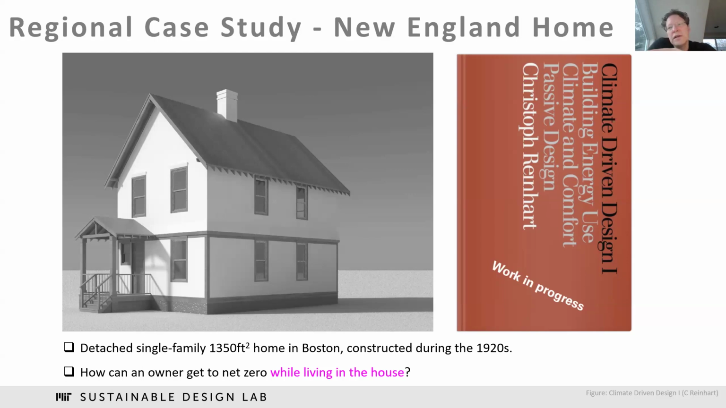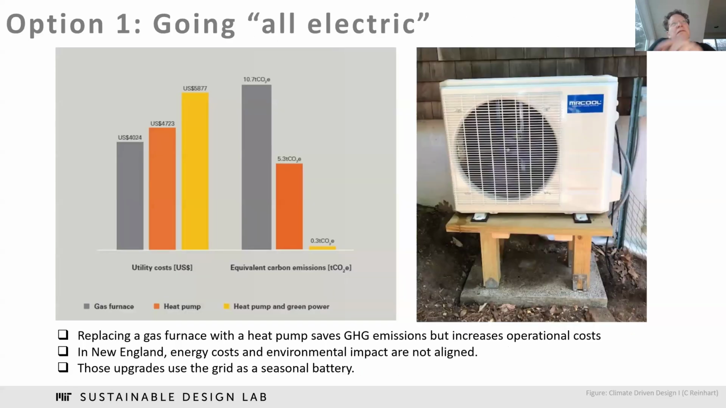So there are 2 conflicting messages right now. If you're living in New England in a single family home or in an apartment, then basically the message is: electrify your heating, so get a heat pump and get a PV system. And when we look at this on the left-hand side, we see right now, due to the cheap natural gas in New England, that increases your energy costs. It reaches nominally carbon neutrality.